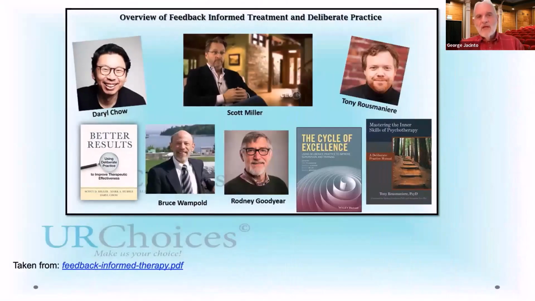This is an overview of several people working in deliberate practice and feedback-informed treatment. Daryl Chown and Scott Miller have written together the book Better Results there on the left. And I took a workshop with them that kind of covered that material. Tony Rousmaniere has done several books and materials to practice using videos and other means, so his work is really helpful, called Mastering the Inner Skills of Psychotherapy. That's the book on the far right. And then Wampold and Goodyear have recently written with others the Cycle of Excellence book.